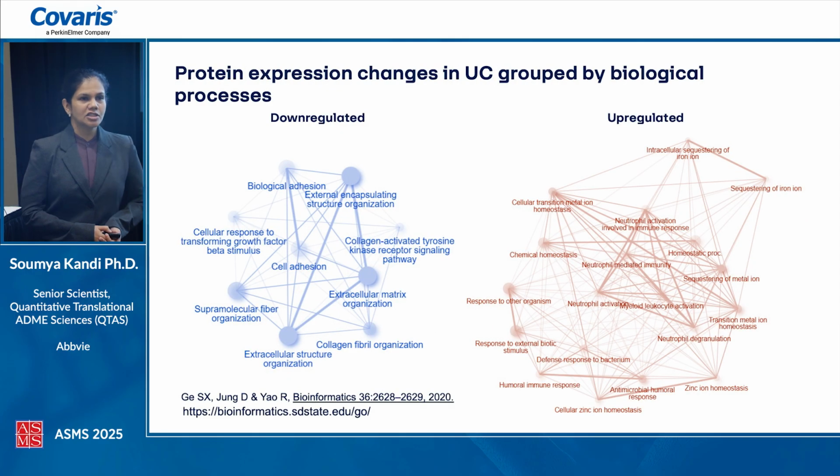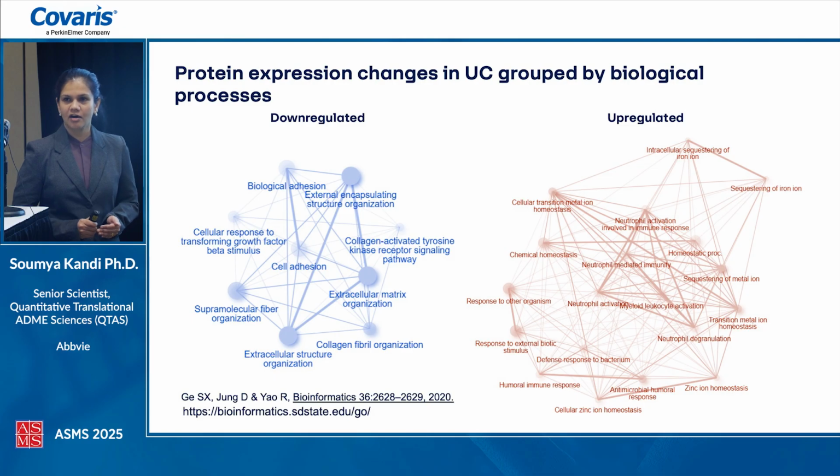Now, just for a quick sanity check, if we visualize the network of proteins by the biological processes terms or GO terms, we see that the proteins that would be expected to be downregulated are downregulated. So those that are associated with the integrity of the colon lining are downregulated in ulcerative colitis.